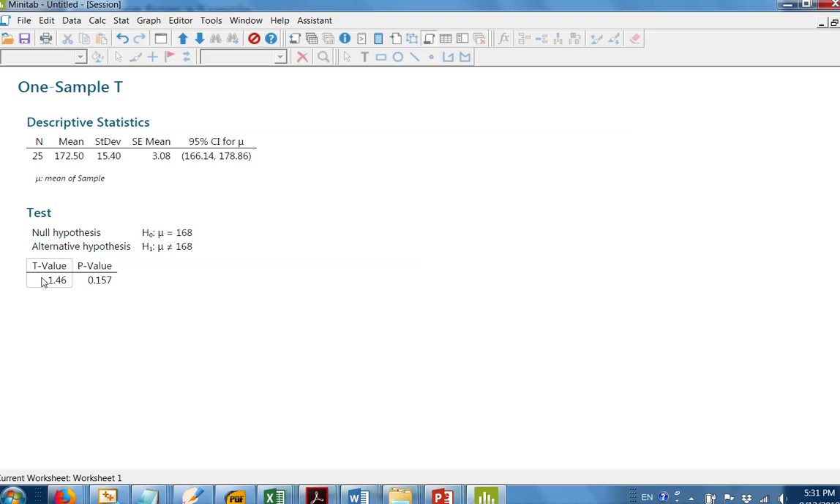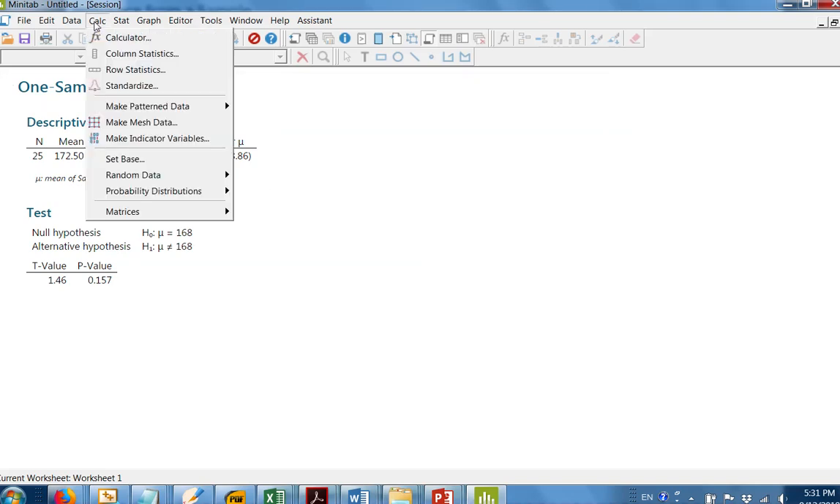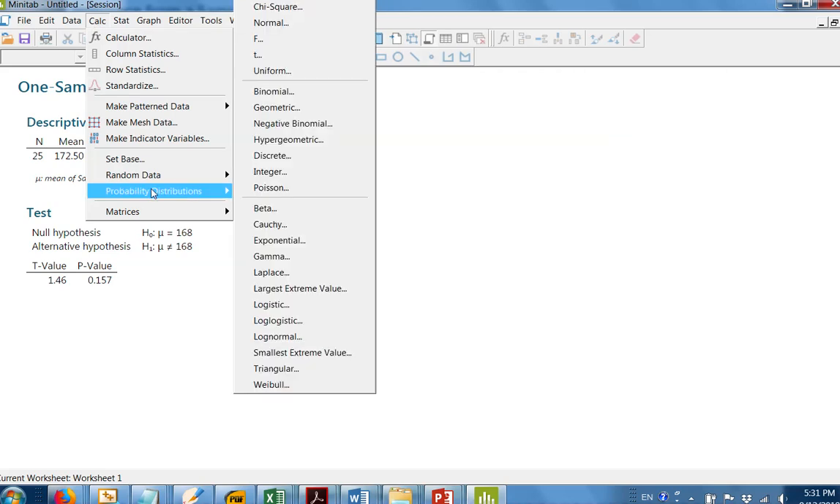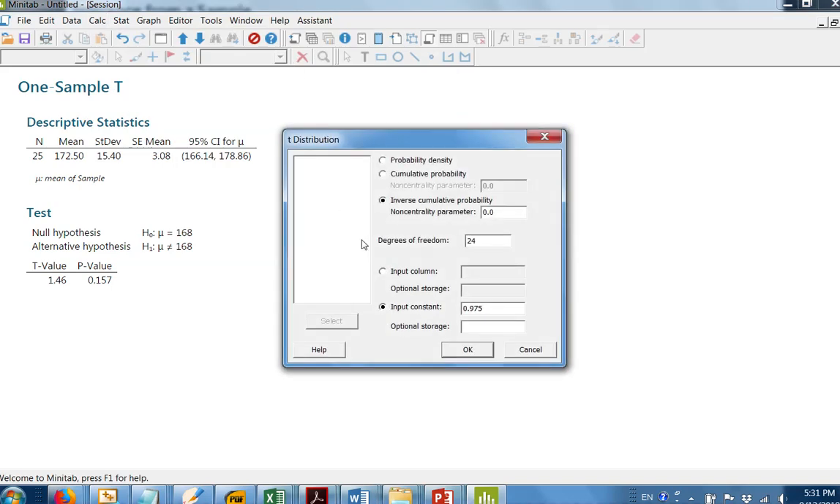The t-test critical value is not reported here. We can find it by ourselves. Here we can use calculator, probability distributions. We find t-test. Okay, here actually we use inverse cumulative probability. Here we do not have any non-centrality parameter, so we use the default value 0.